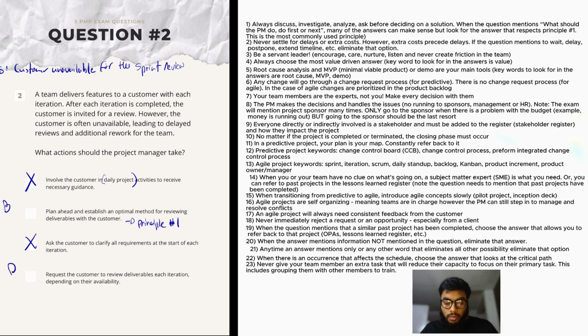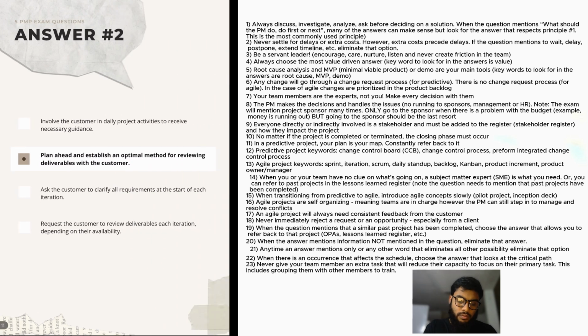I like B first. Okay, we plan ahead and we establish this optimal method. This optimal method might not be contingent upon this customer's availability. This optimal method might be that this customer sends a representative. So instead of the customer, someone else is going to take his or her place. We won't know that until we explore option B. So that's going to be my answer. Let's check it out. Let's see what the answer is. The answer is B. Okay.